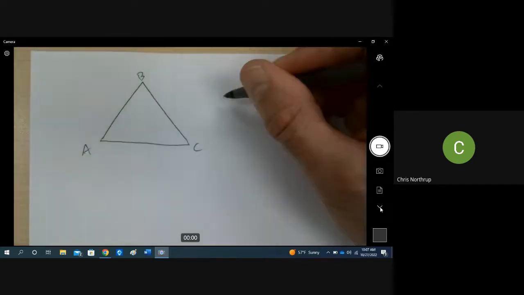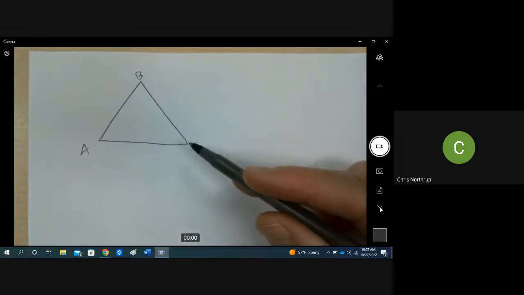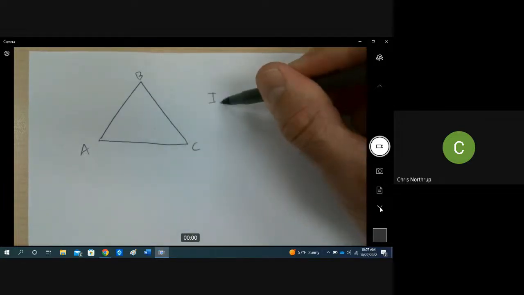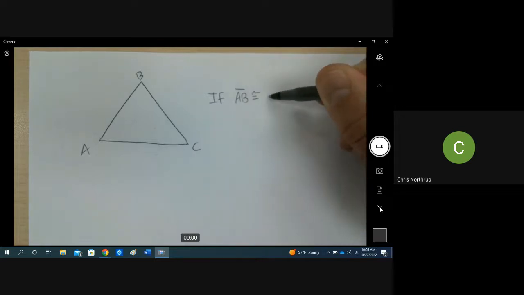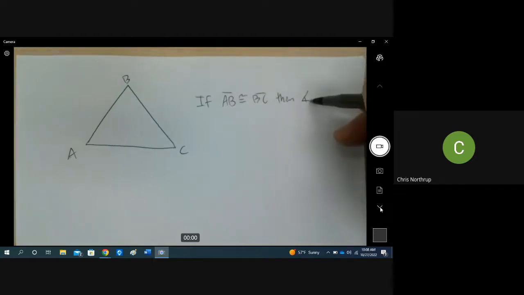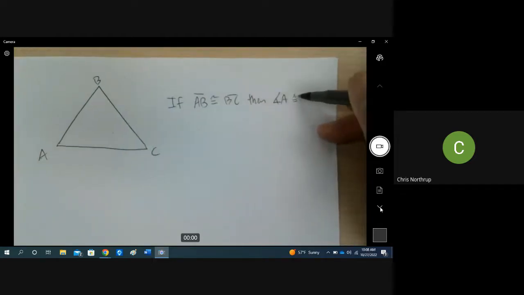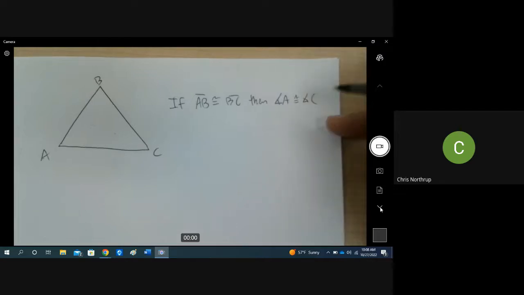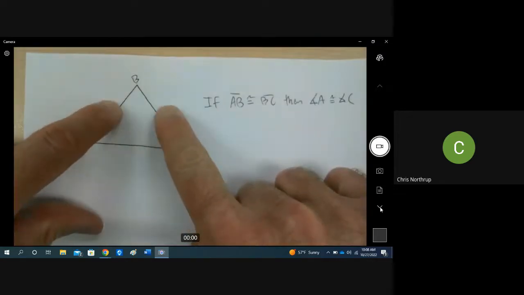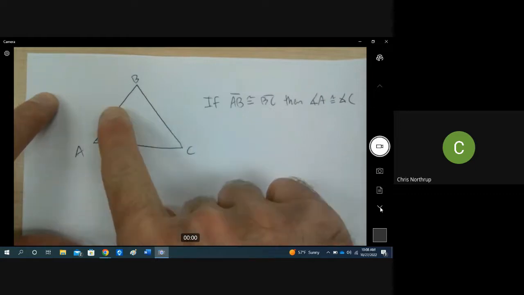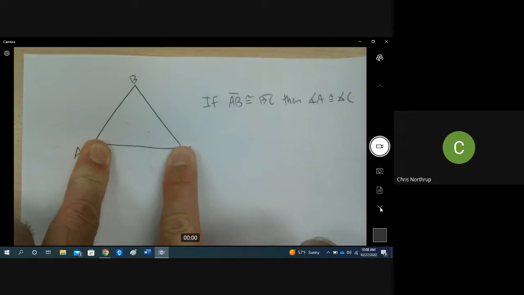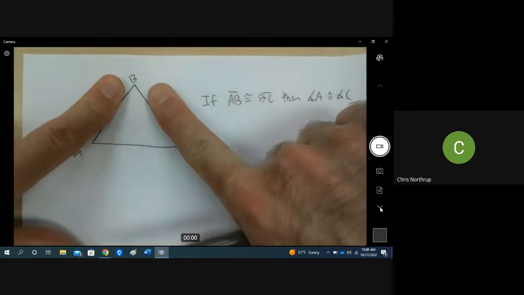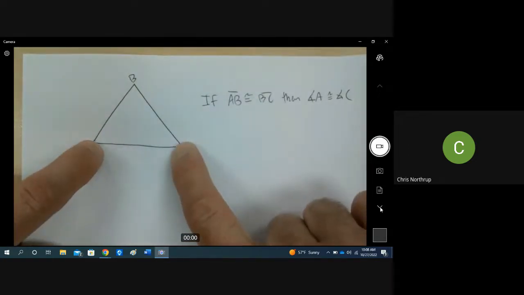So the first part would say something like, say you have a triangle, like so, triangle ABC. The first part of this theorem would say if AB is congruent to BC, then angle A is congruent to angle C. So if you take a look at those sides, if these are congruent, the angle opposite each side is going to be congruent. We call those the base angles of an isosceles triangle. So essentially, if you have an isosceles triangle, your base angles are going to be congruent.